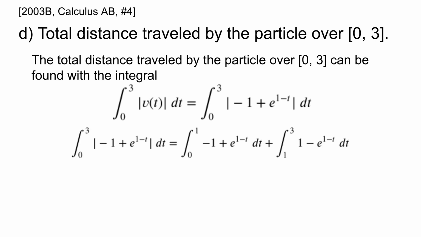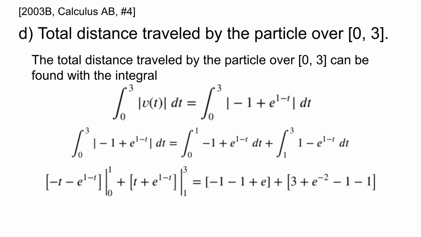Now, because this is not a calculator active question, we're going to have to evaluate this integral by hand. Notice that the cusp will be at t equals 1. So to integrate from 0 to 3, we want to split this as two integrals. The integral from 0 to 1 of negative 1 plus e to the 1 minus t dt plus the integral from 1 to 3 of 1 minus e to the 1 minus t dt.